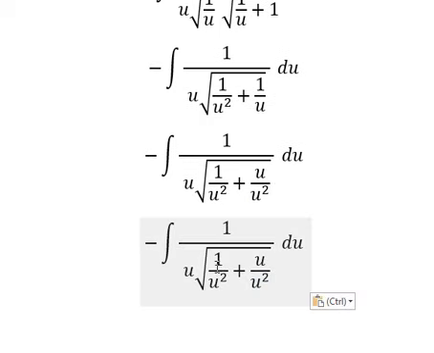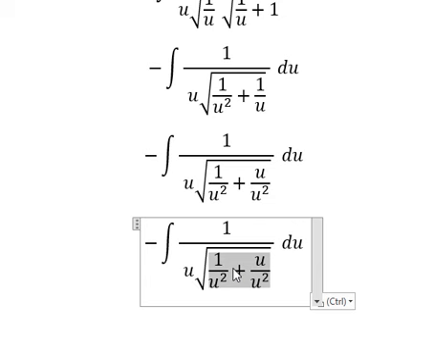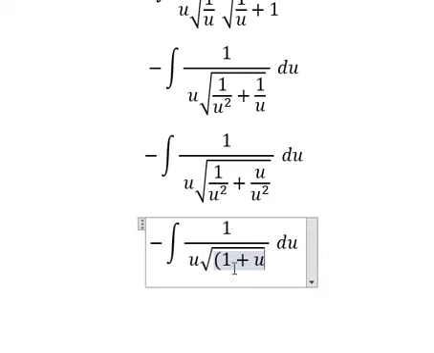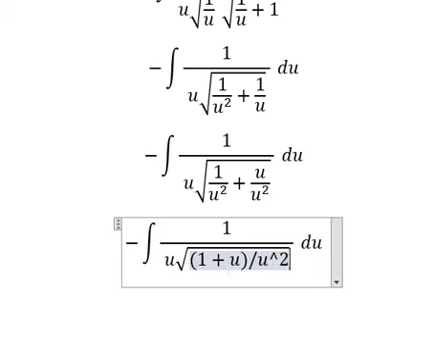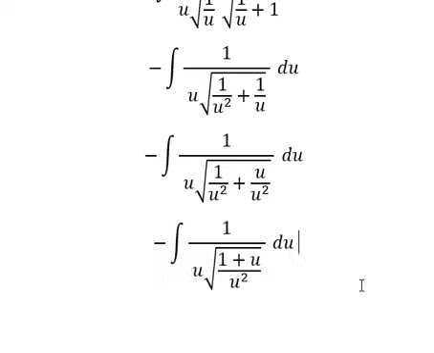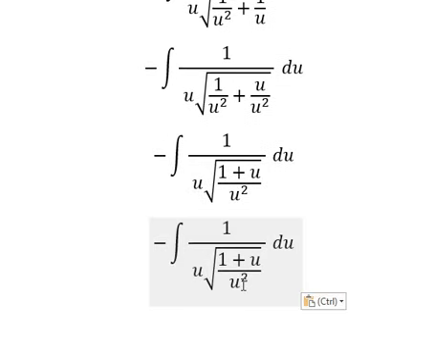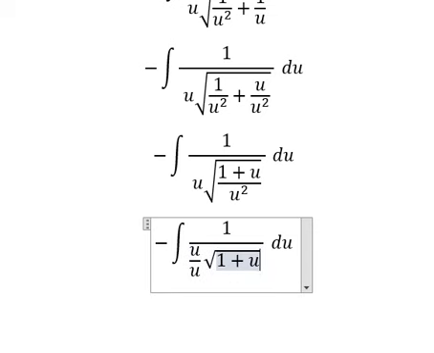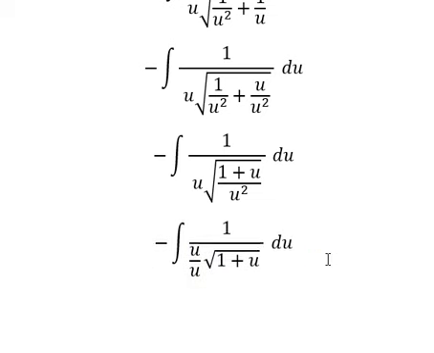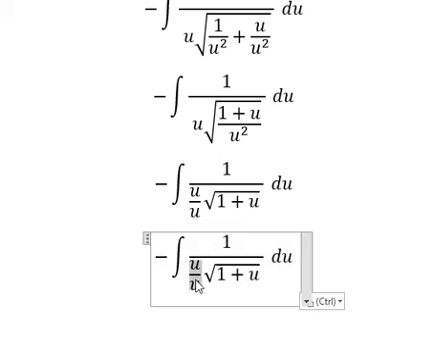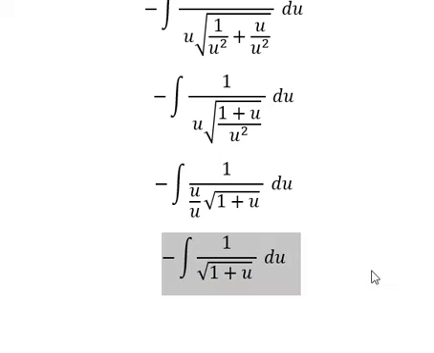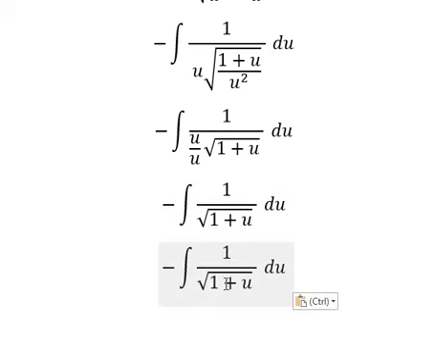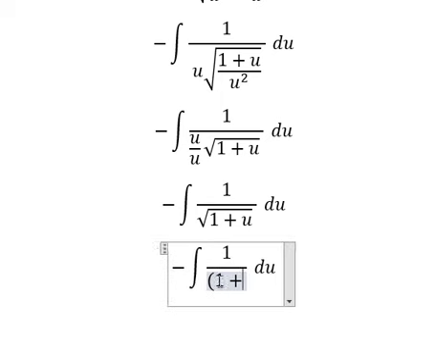So we combine two fractions in here. The square root of u square, that is about u. This one we can simplify. The square root of 1 plus u, that is about 1 over 2.